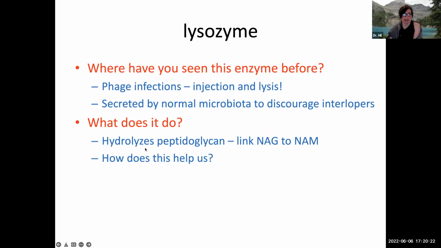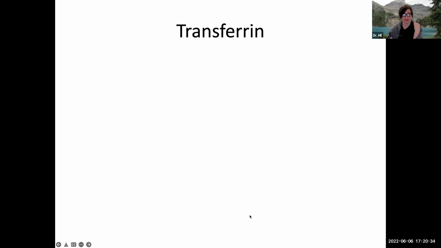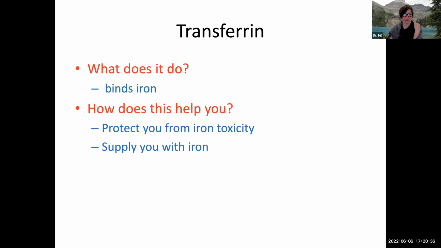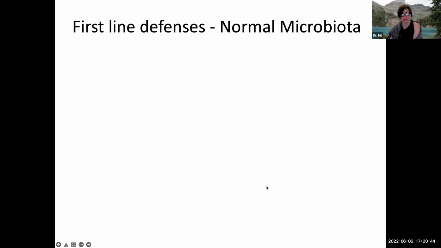And again, what it does is it degrades peptidoglycan, and it's found in a lot of our bodily fluids, our tissue fluids, our blood, saliva, tears, mucus, sweat. Transferrin binds iron. This protects you from toxicity from free iron, making sure you keep iron and preventing bacteria from getting access to your iron.